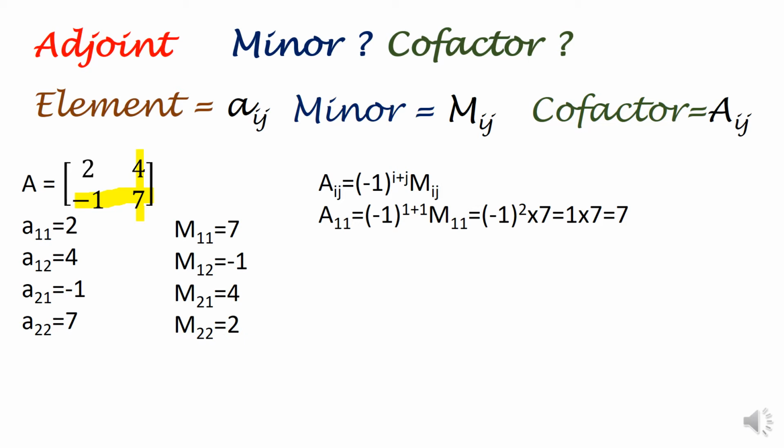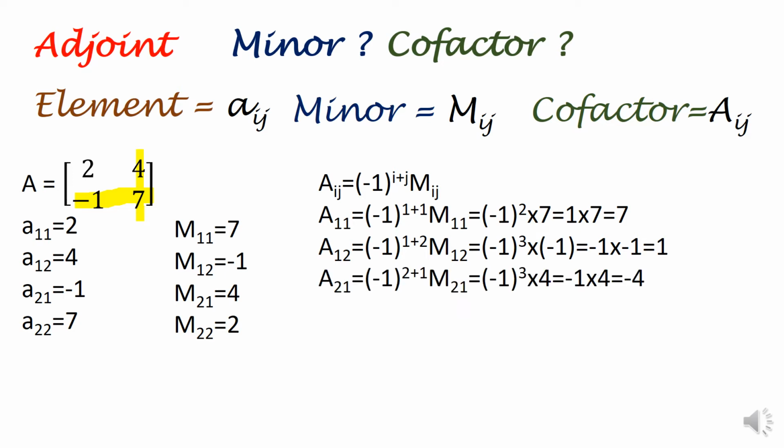Now -1 raised to any even number gives us 1. So -1 squared is 1. So 1 times 7 is 7. So A11 comes out as 7. What is A12 then? Using the formula, -1 raised to 1 plus 2 into M12. That is -1 cubed into -1, because M12 is -1. Now -1 raised to any odd number gives us -1. Thus we get -1 into -1, which is 1.